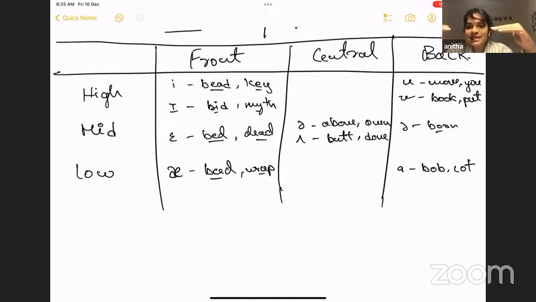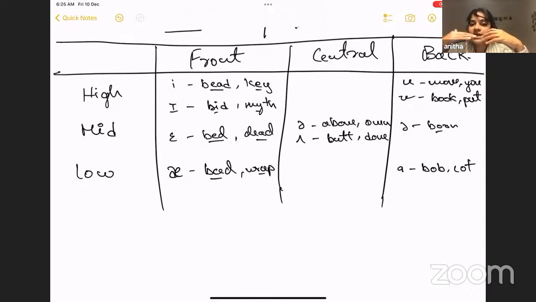Now it is E. You go to the mid level, it becomes A. Your mouth opens up a little more. And you go down a little more, A, bad, rap, A. You know, your mouth opens up a little more. Okay. So that is how you differentiate high, mid, and low pronunciations.